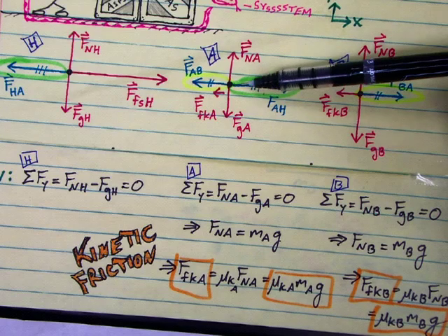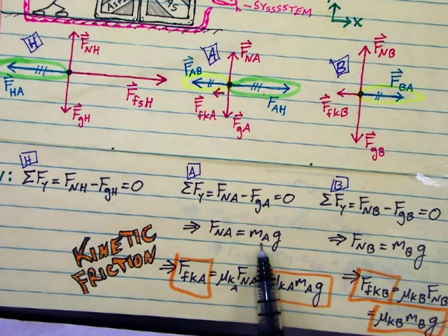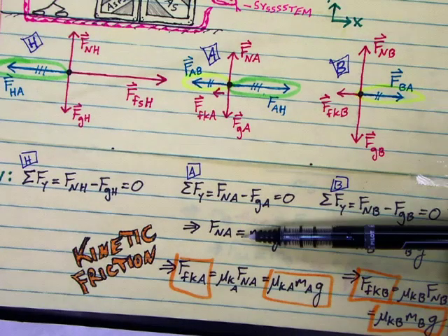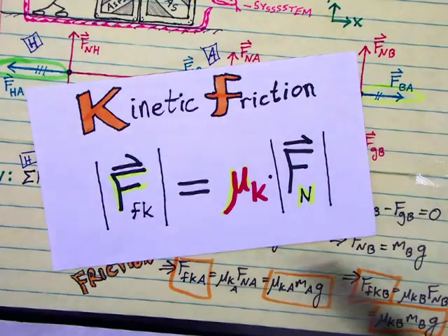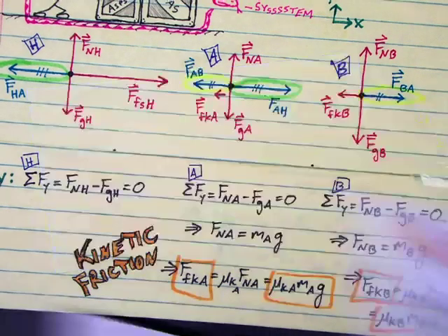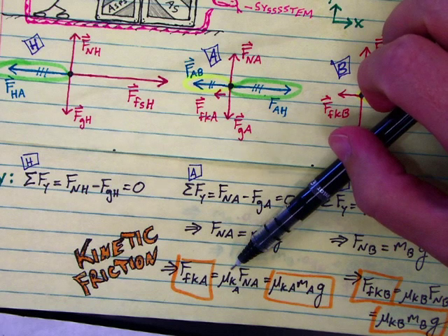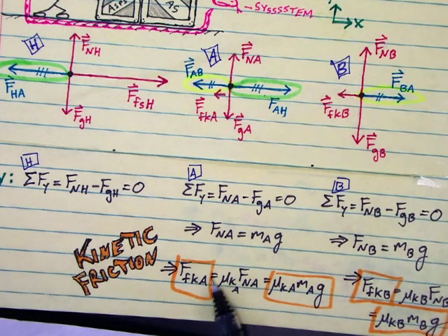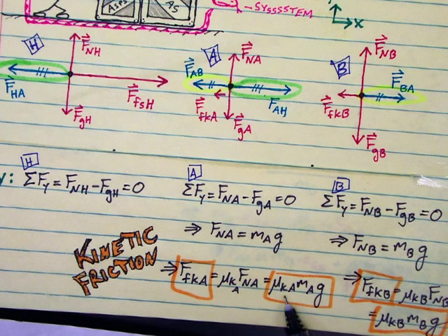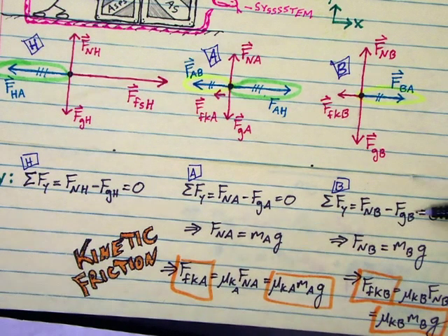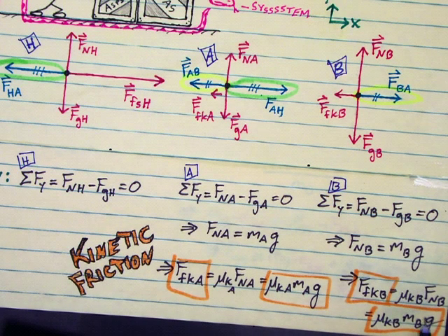However, here for crate A, we can sum the forces in the y direction, and since we know the crate's mass, m_A, we can also then say something about the force of kinetic friction on the crate. Since we know that kinetic friction can always be found from this formula, since we're given the coefficient of kinetic friction between the crate A and the ground, and we know the mass of crate A, we can solve for the force of kinetic friction in terms of our givens on crate A. And a similar argument for crate B over here. We can solve for the force of kinetic friction on B in terms of our givens.